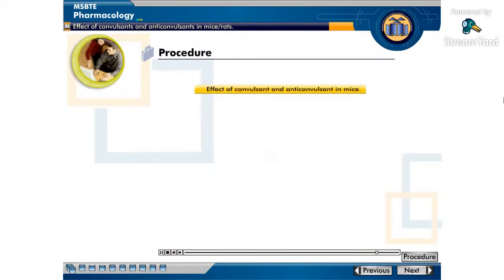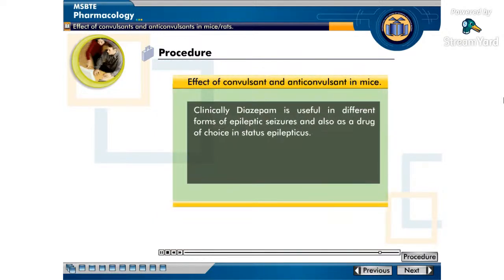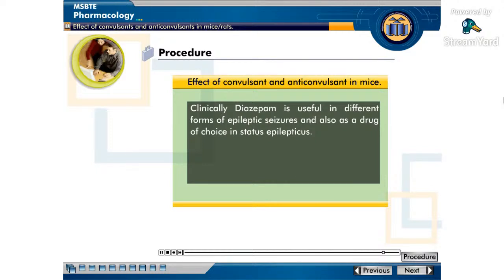Clinically, diazepam is useful in different forms of epileptic seizures and is also a drug of choice in status epilepticus.